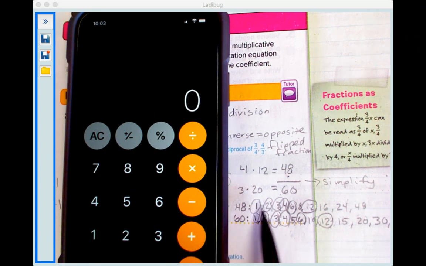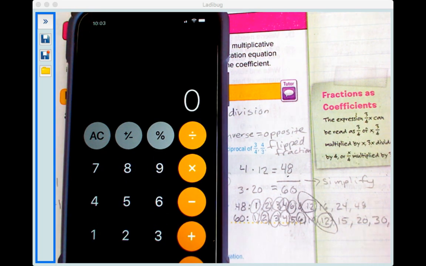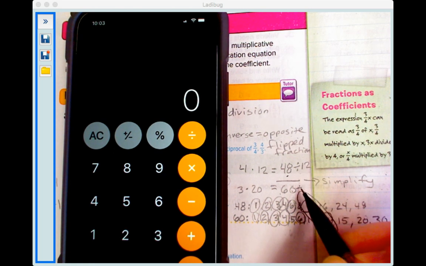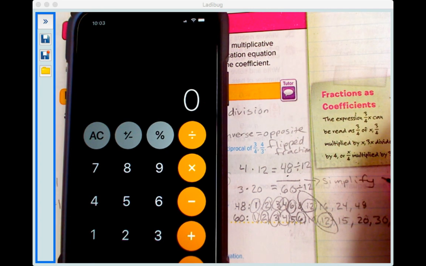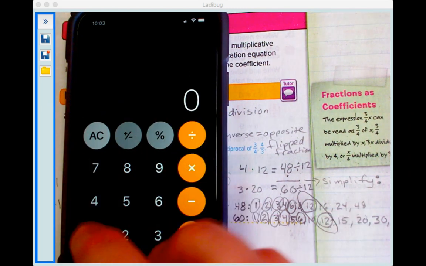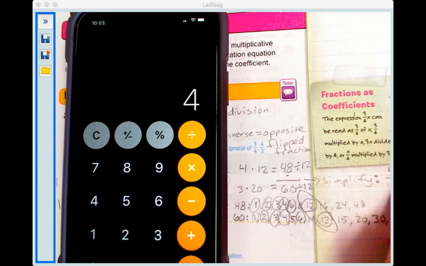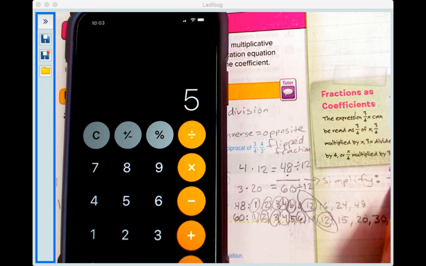Now that we've factored them and circled them all, you're only going to take the largest factor, which is 12, and you're going to divide. So 48 divided by 12, 60 divided by 12. 48 divided by 12 equals 4. 60 divided by 12 equals 5.